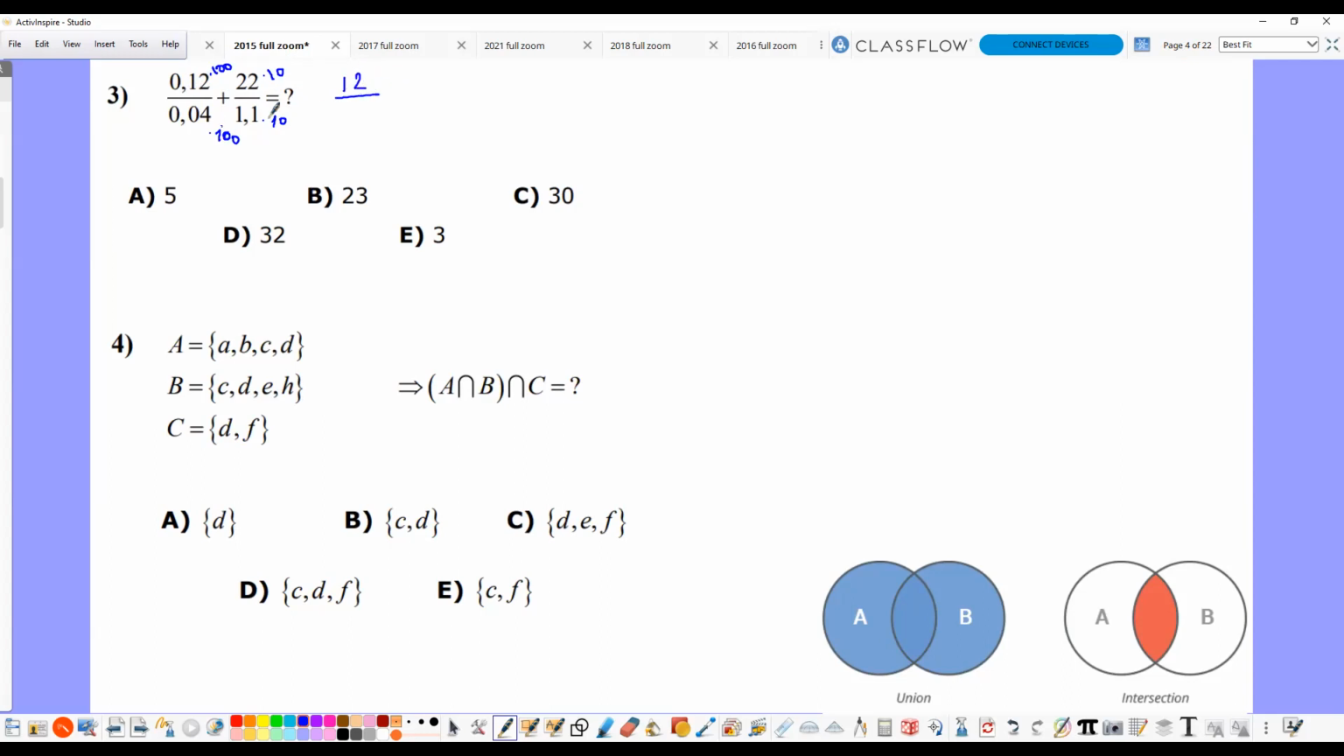With respect to this one, 0.12 times 100 makes 12 divided by 4 plus 22 times 10, 220 divided by 11. 12 divided by 4 is equal to 3. 220 divided by 11 is equal to 20. So the answer is 23. Okay, it's B.